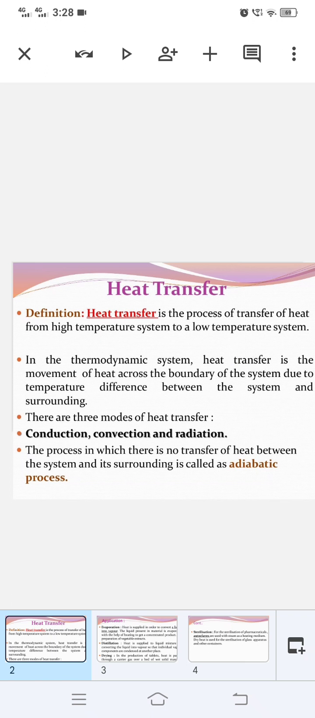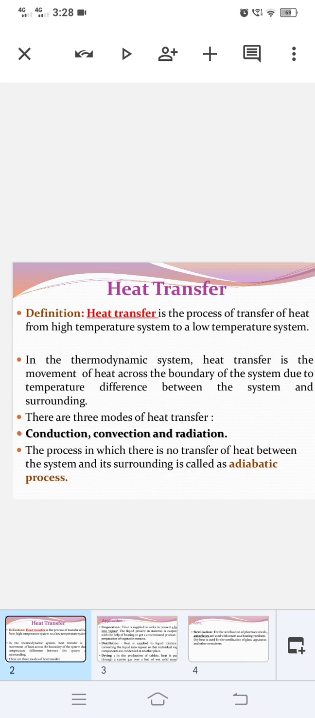As you know, heat is a form of energy that is simply transferred from one system to another just because of the temperature difference. It means heat will flow from the higher temperature side to the lower temperature side. According to the definition also, it is the process of transfer of heat from a high temperature system to a low temperature system. As you can see in the slide presented on your screen, what is the definition of heat transfer? I think you have got it.